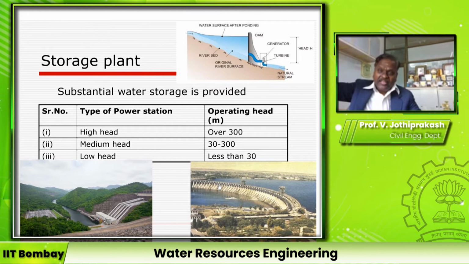300 meters head means not the height of the dam. The dam is at a very high elevation. The power plant may be at a lower level. So the water is diverted through the penstock, and the penstock brings the water from a level difference of 300 meters. That is what we call very high head storage power plants, medium head power plants when the operating head is between 30 to 300 meters, and low head when the operating head is less than 30 meters. This operating head is the level difference between the water level in the reservoir and the line at which the penstock jet is impacting the turbine blades. That is called operating head.